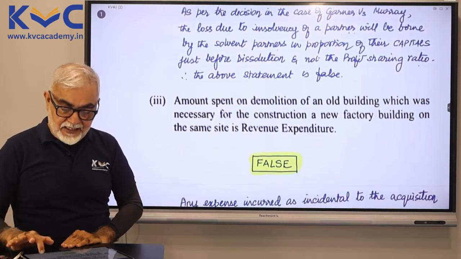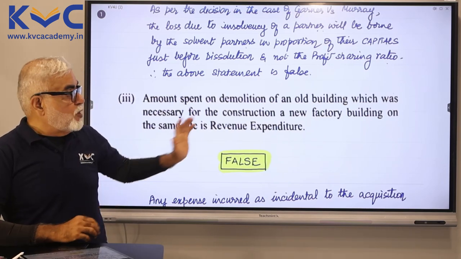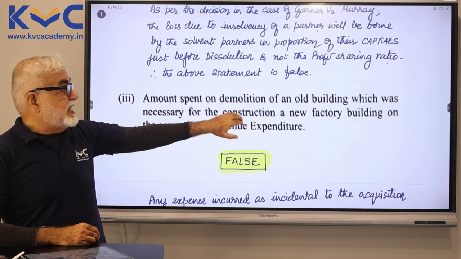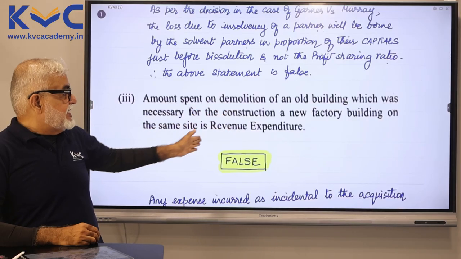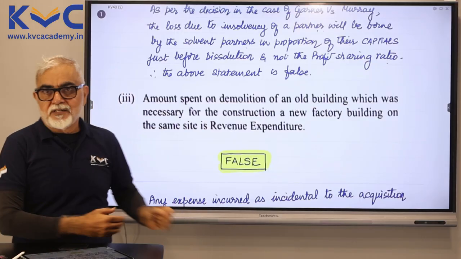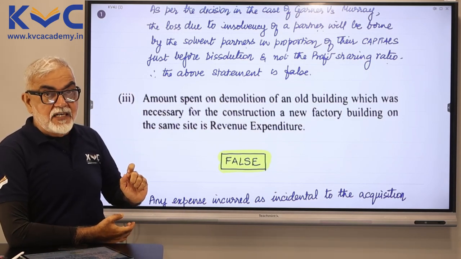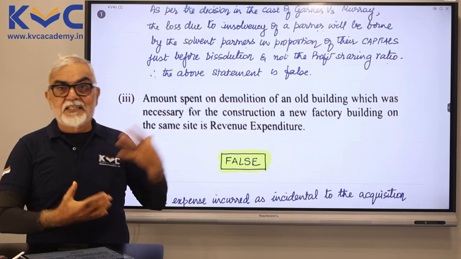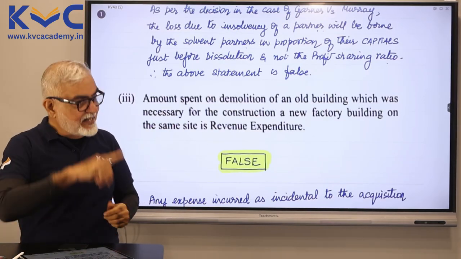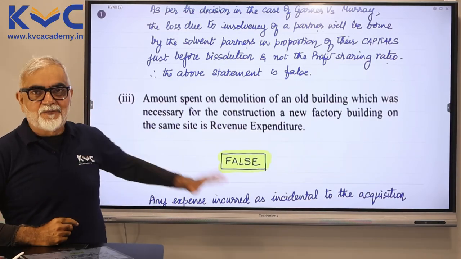Now let's look at the third question. The amount spent on demolition of an old building which was necessary for the construction of a new factory building on the same site is revenue expenditure. Again, the last part is out. It should be capital expenditure. Any expense incurred as incidental to the acquisition or construction of an asset is a capital expenditure and not a revenue expenditure. So this again is false.